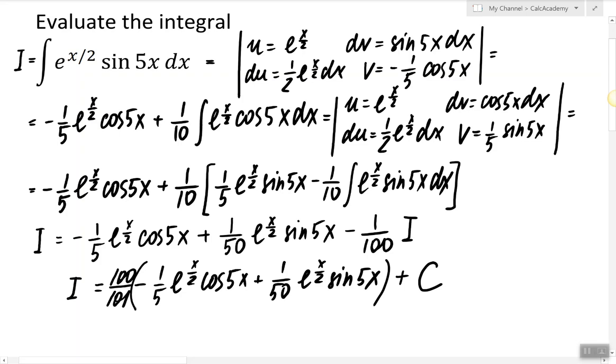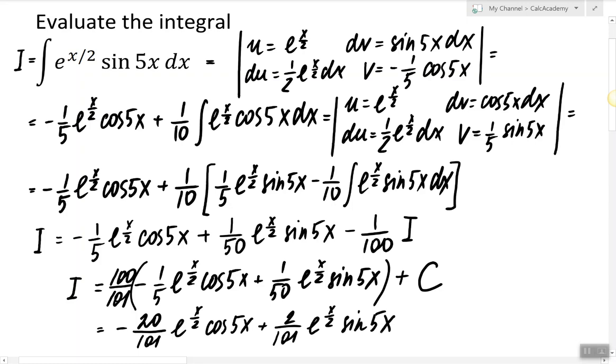That can be simplified slightly by distributing 100 over 101, so we get negative 20 over 101 e to the x over 2 cosine 5x plus 2 over 101 e to the x over 2 sine 5x, and of course there's plus c at the end.